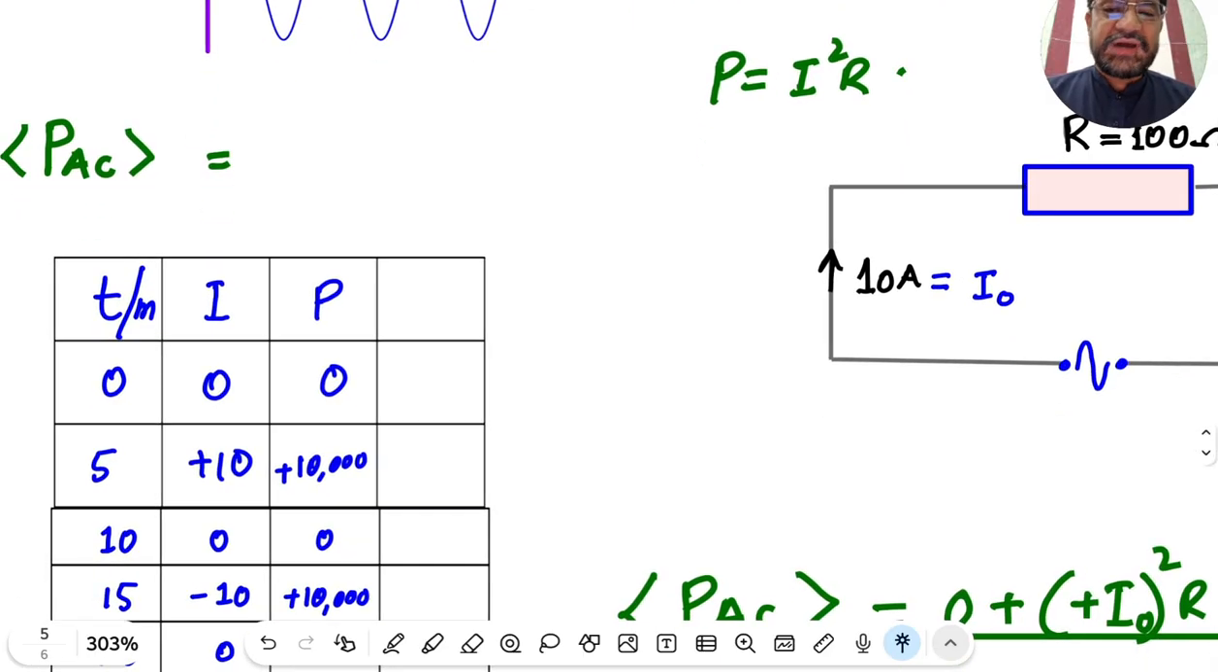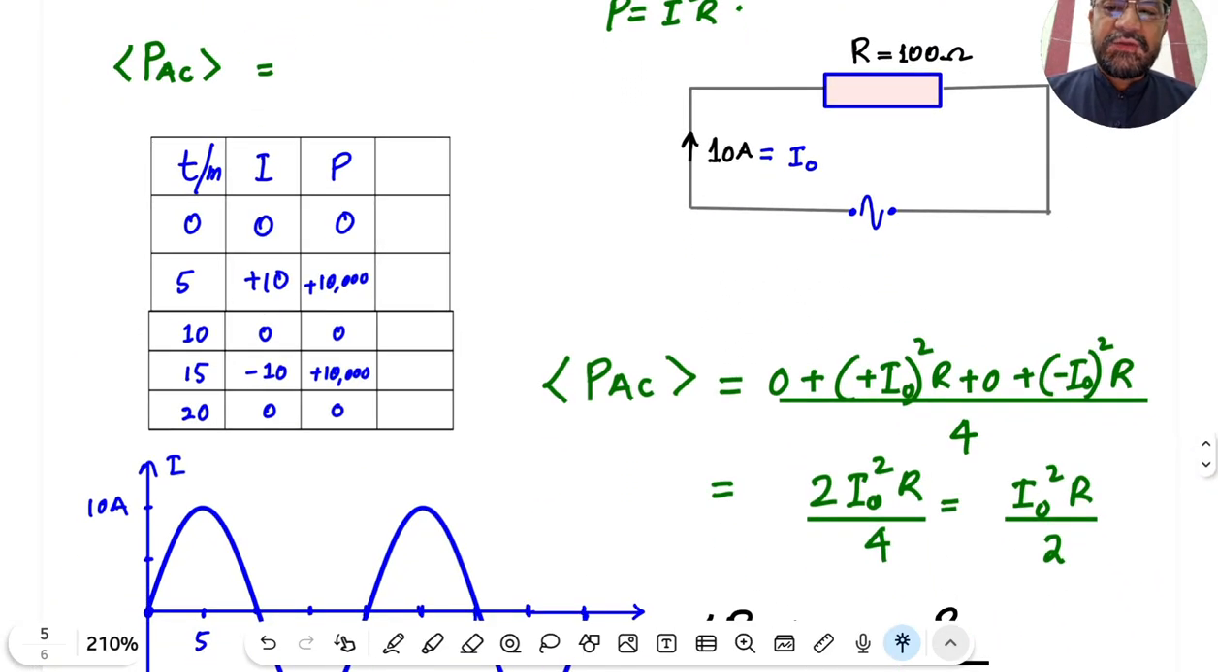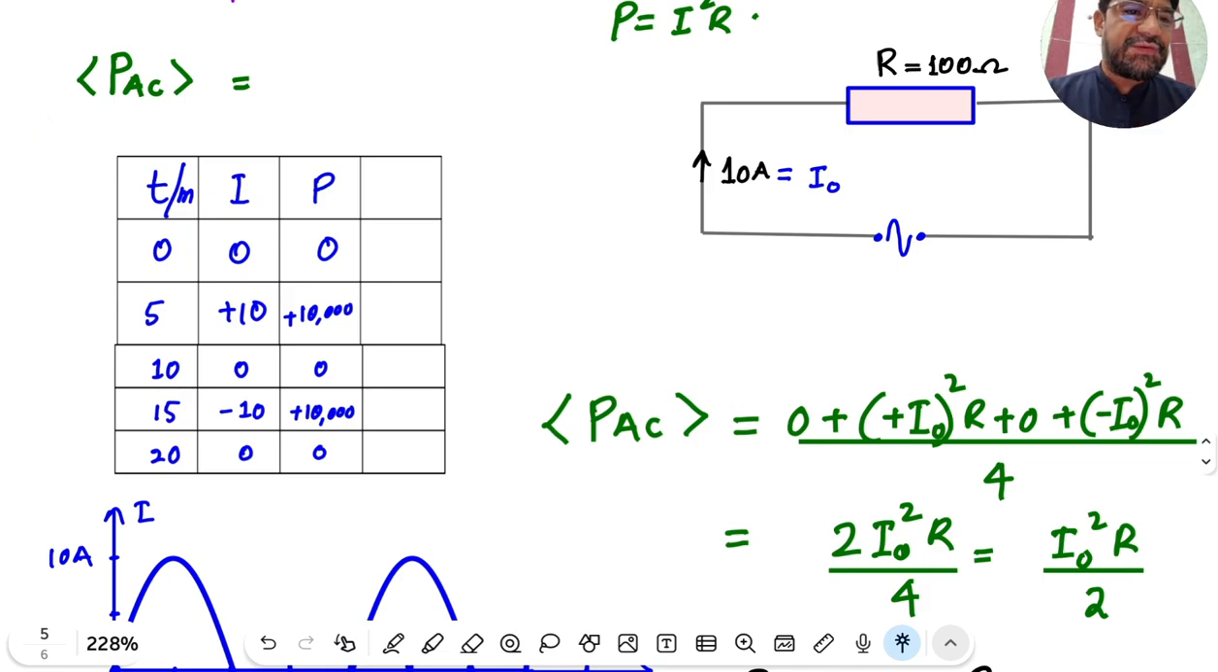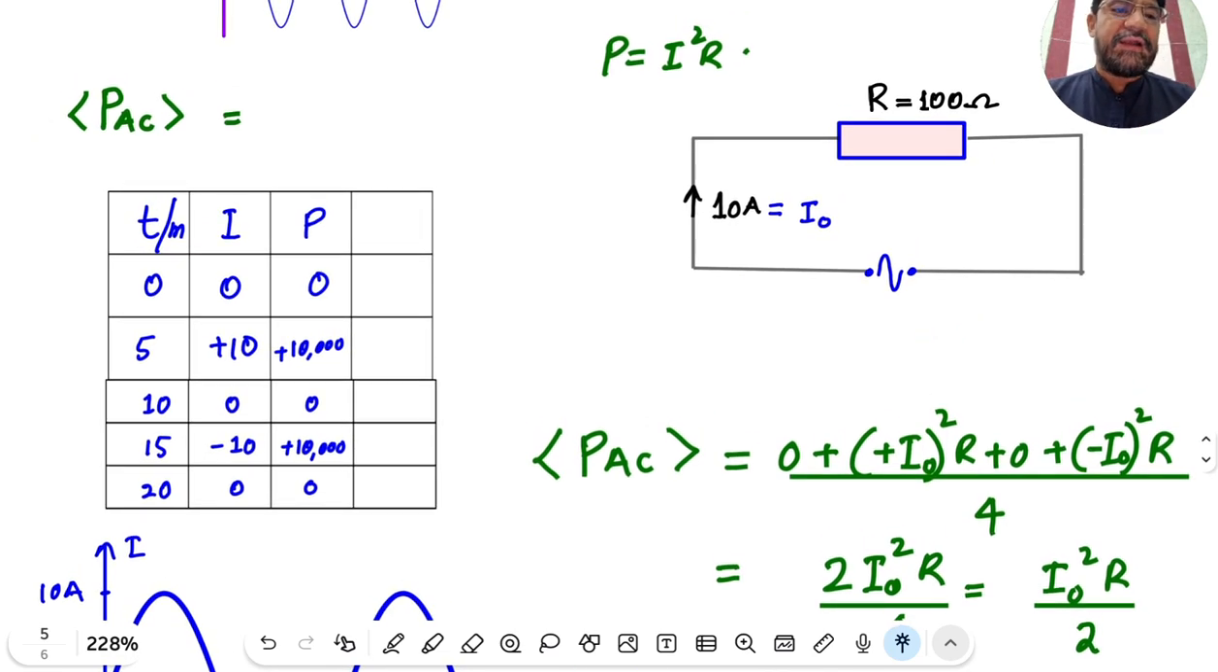Now I'm trying to make you clear about the alternating power, the average power dissipation in a resistor due to an alternating current.